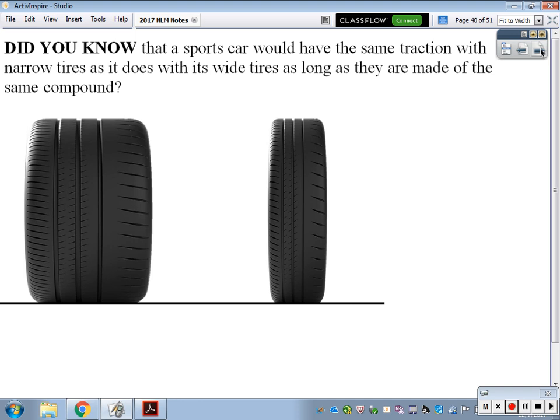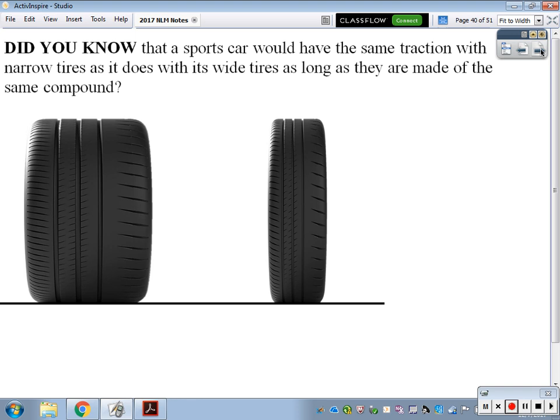So, fun little fact for you. Okay? So did you know that a sports car would have the exact same amount of traction, the exact same amount of friction with narrow tires as it does with wide tires? So long as the tread type and the tire compound, the actual what makes up that rubber, are exactly the same. So think of a vehicle, a sports car that may have wide tires, and understand that if you were to fit very narrow tires on it, so long as the tire compound is the same, exact same amount of friction. So I don't know, a Corvette or something like that. With little skinny tires, it will have the same friction.